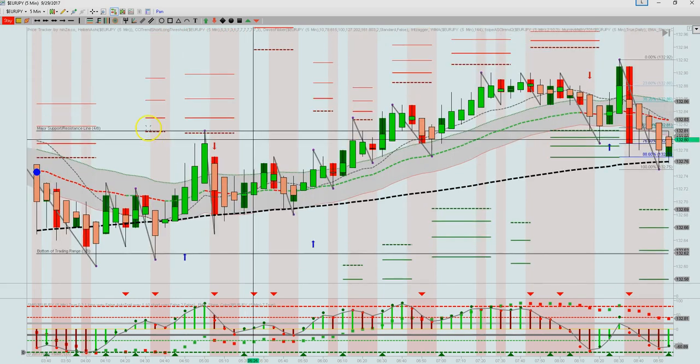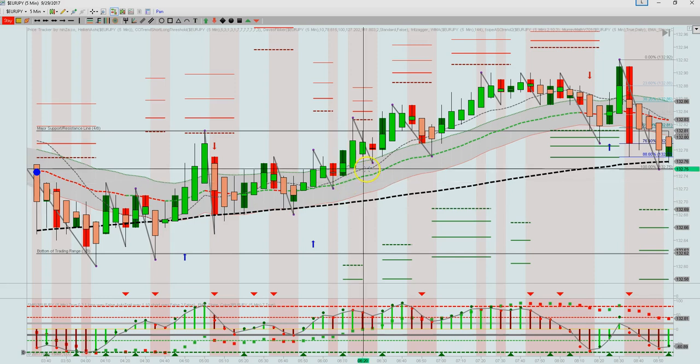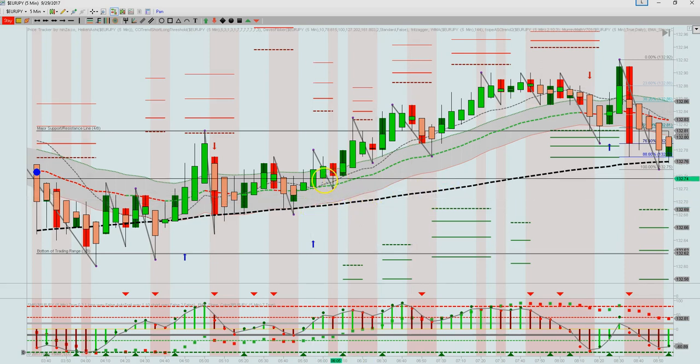Here's a good example. Bouncing off the black, bouncing off the red, bouncing off the green, bouncing off the dotted green. The black SMA will guide you in. So you can just look at these levels and see how you're bouncing off of them. Once you bounce off this dark black dotted, you're good. Everything else should fall into place.